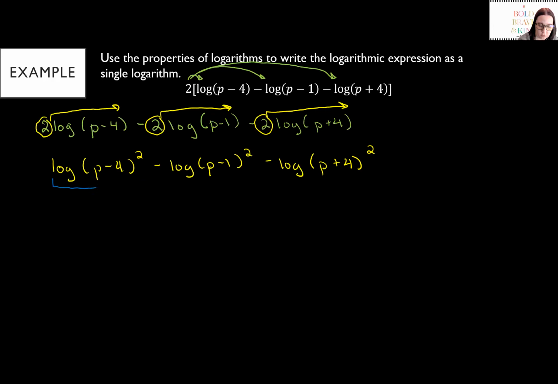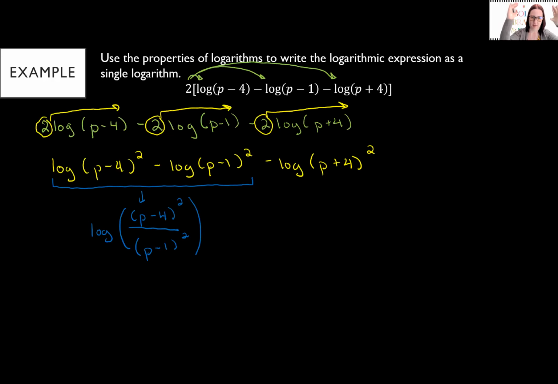And then we're going to work from left to right and use our quotient rule. So the minus means the quotient rule, you're going to make it a fraction. So we're going to combine this into a log of, and I need to have lots of parentheses here to make sure that I have it correct, (p minus 4) squared over (p minus 1) squared. And all of that is inside that logarithm.